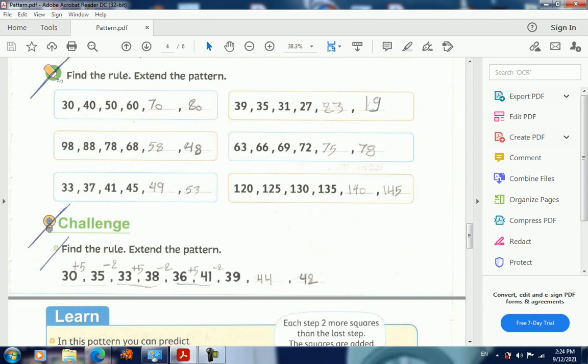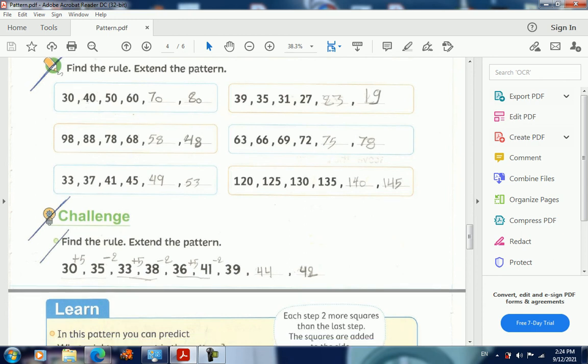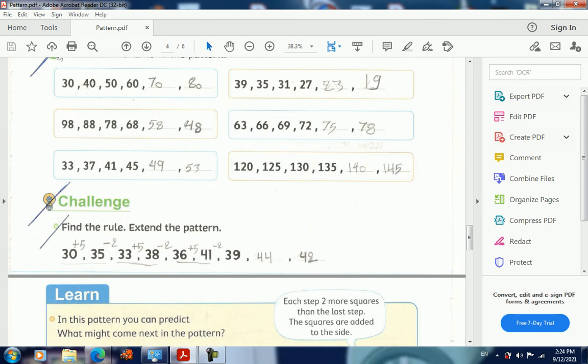So now let's find the rule and then we extend the pattern. So the first one is 30, 40, 50, 60. So it's obvious that we are adding 10. So 60 plus 10 is 70, then 70 plus 10 is 80.